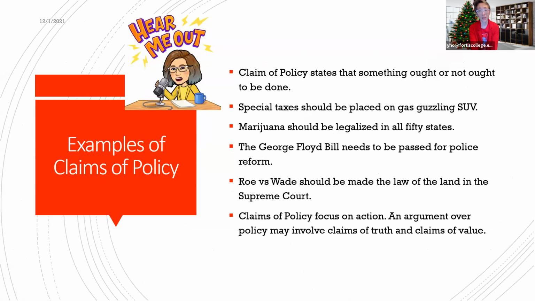Claims of policy state that something ought or ought not to be done. And as I stated before, claims of policy are the most common claims on the procon.org website. Special taxes should be placed on gas-guzzling SUVs. These are examples of claims of policy. Marijuana should be legalized in all 50 states. The George Floyd bill needs to be passed for police reform. Roe versus Wade should be made the law of the land in the Supreme Court.